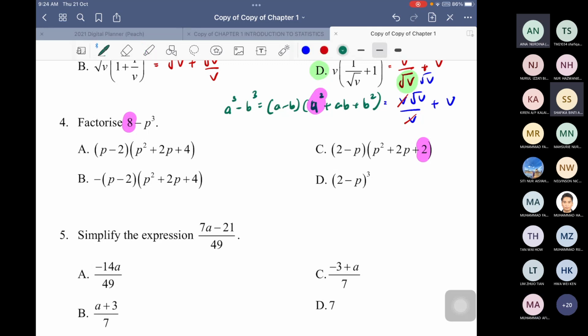Okay, kita check betul ke tak jawapan dia A. Okay, sekarang B, kalau kita tulis ni kita boleh tulis dia sebagai 2 cube tolak P cube. So nilai A kita adalah 2, nilai B adalah bersamaan dengan P. So kalau kita ganti masuk dalam formula, kita akan dapat 2 tolak P, darab dengan 2 kuasa 2, so dia jadi 4, darab 2-2 tu, jadi tambah 2P, tambah P square. So this is going to be the answer.